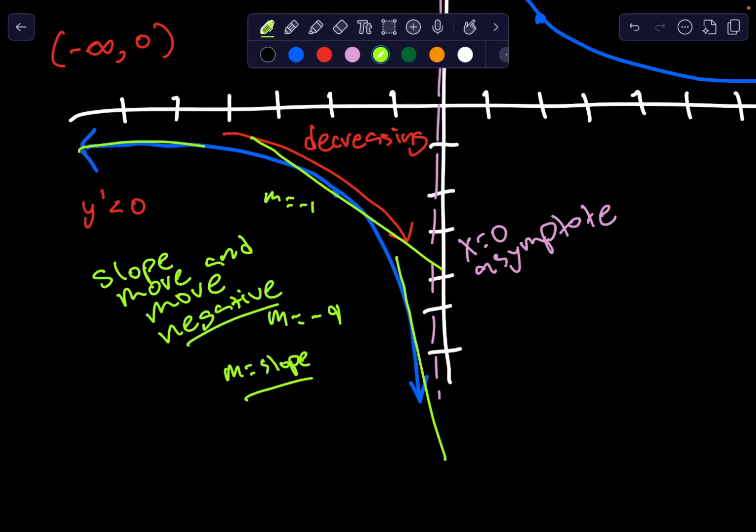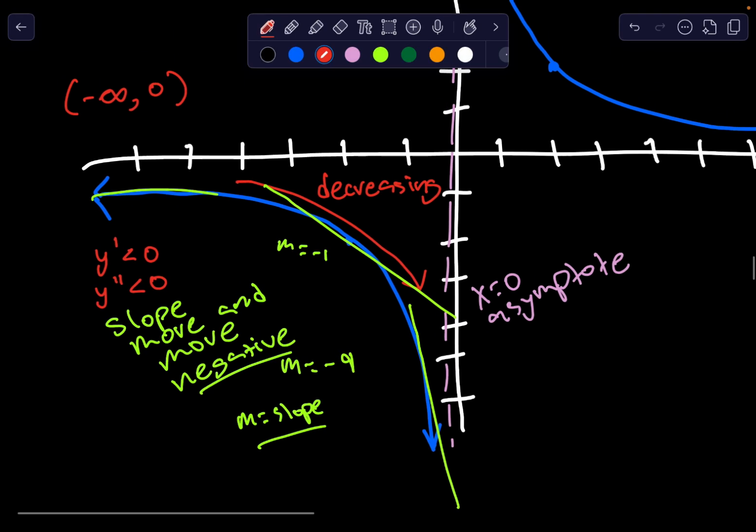What does this mean? This means that we're concave down. And if you remember, concave down or concave up is essentially just the sign of our second derivative. So we know y double prime is also less than 0 because it's a negative value. So we've established that on the interval negative infinity to 0.